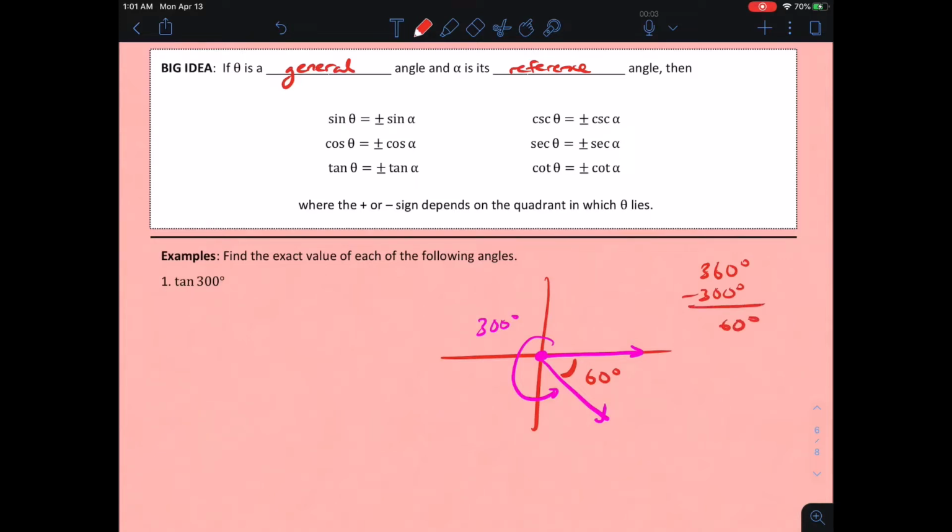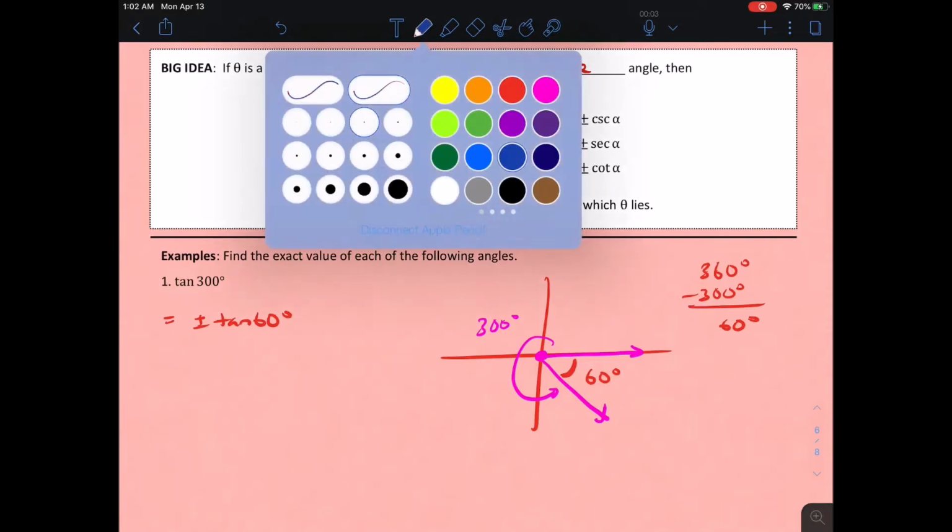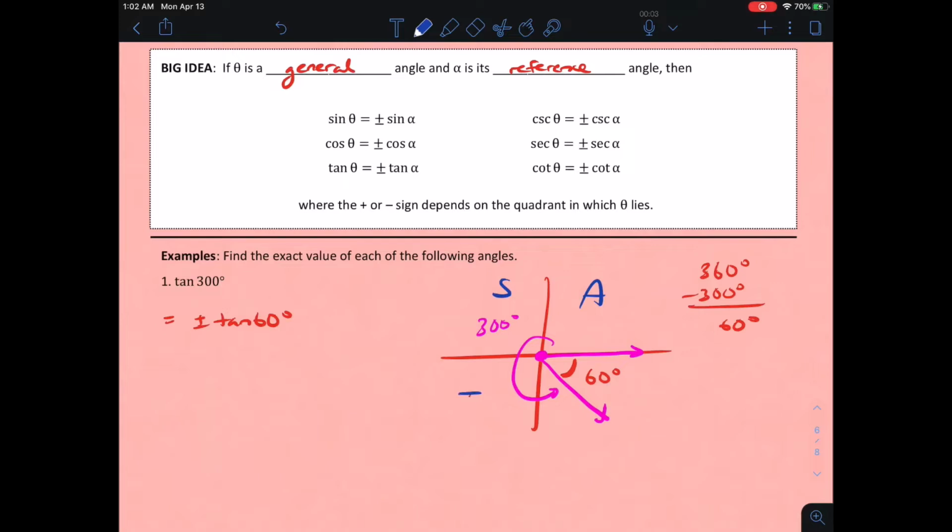And so what this big idea is telling me is that to find tangent of 300 degrees, I know this is going to be plus or minus tangent of 60 degrees. But I need to figure out whether it's positive or negative. It can't be both. And so this is where we're going to be looking at ASTC. Remember, ASTC tells you where sine, cosine, and tangent are positive. So here we're looking at quadrant 4. And in quadrant 4, only cosine is positive. What does that mean then? Then that means that tangent of any angle in quadrant 4 must be negative.